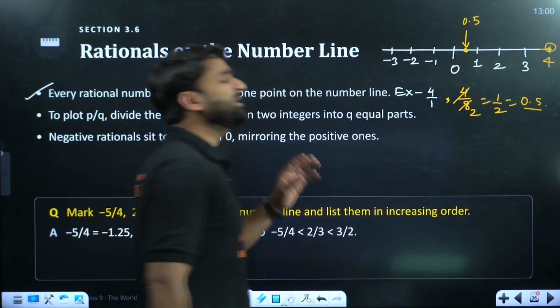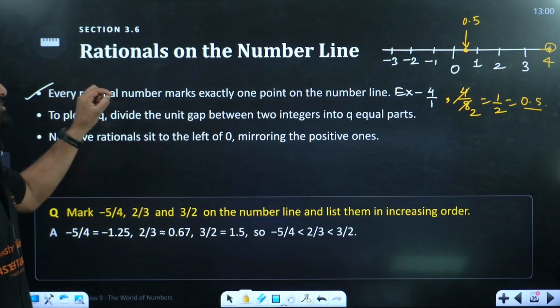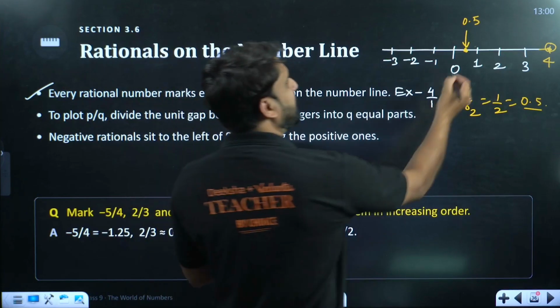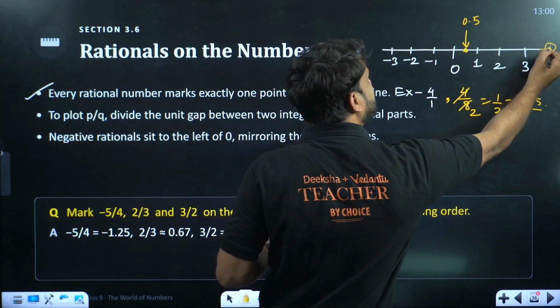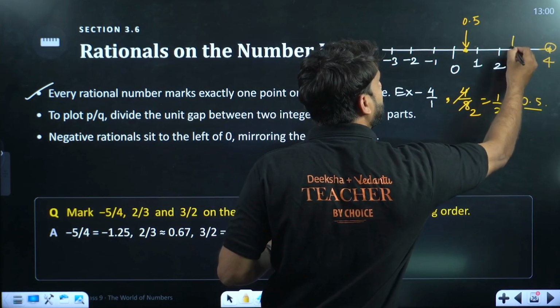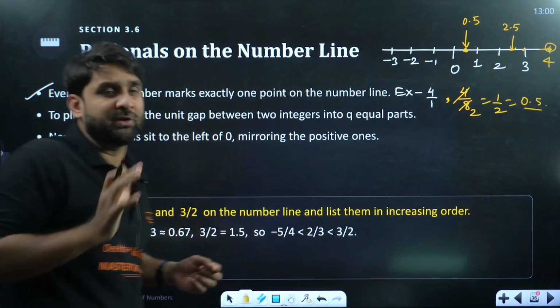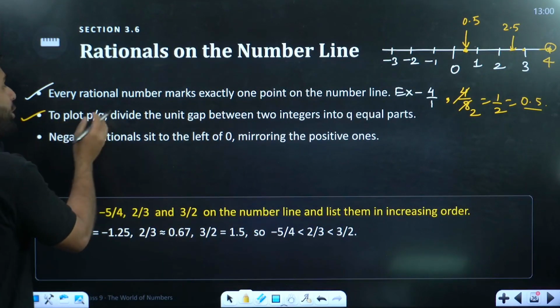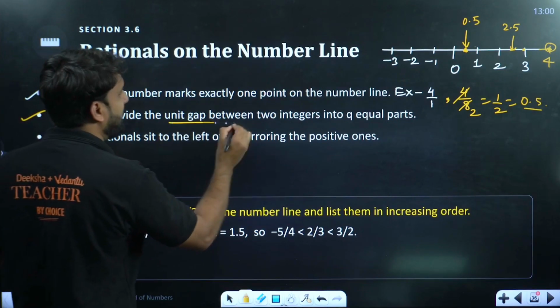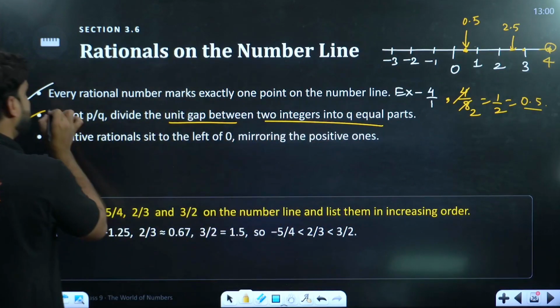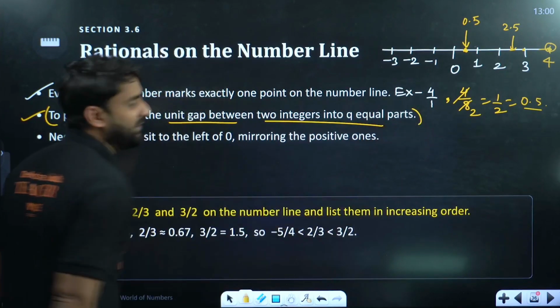So the first point says that every rational number marks exactly 1 point. This is the 1 point. This is the 1 point. For 3, this will be the 1 point. This will be 2.5, right? So exactly 1 point on the number line. Moving ahead: to plot p by q, divide the unit gap between two integers. I'll be teaching you this on the next slide. This second part is very important.